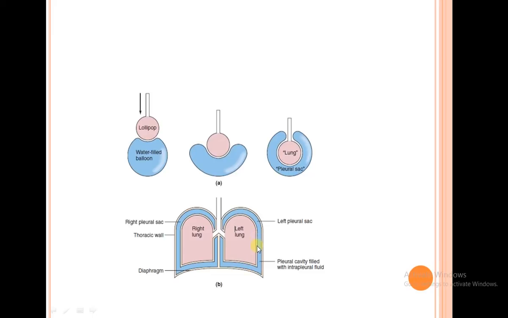Now this layer of pleura which is adjacent to the lung surface is your visceral pleura, and this layer of the pleura which is facing the thoracic cavity, or we can say it is attached to the thoracic cavity, is your parietal pleura, and between these is the pleural space containing the pleural fluid.